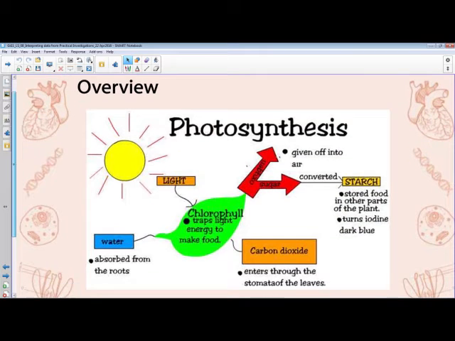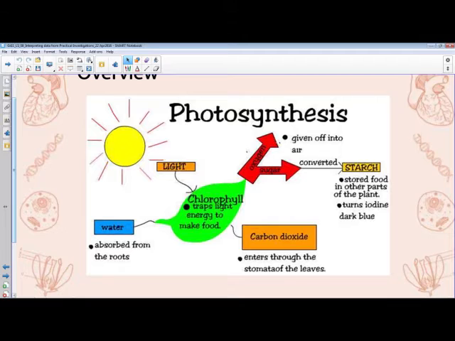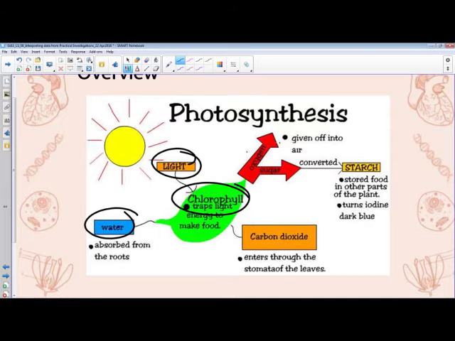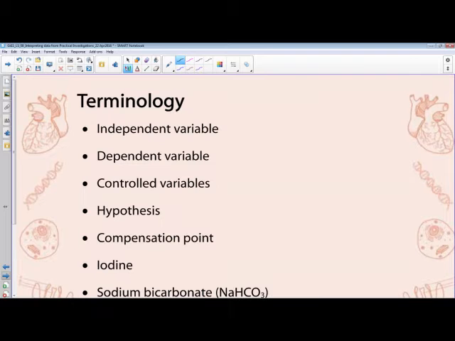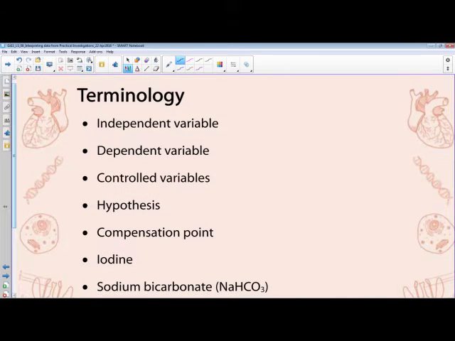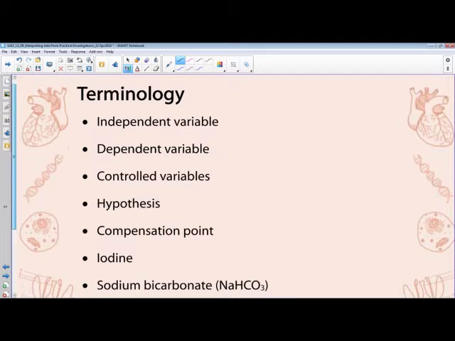So again, an overview, we've looked at photosynthesis. We know that light and water are essential parts of photosynthesis. We need light, we need water, and all that occurs in the chloroplast, and it produces starch and carbon dioxide as a waste product. And we also looked at how those factors can be influenced in the previous lesson. Today we will look at how those factors affect the rate of reactions.